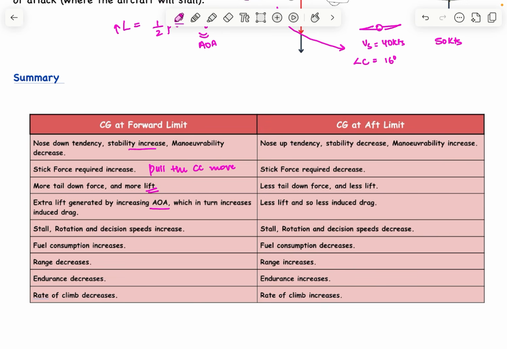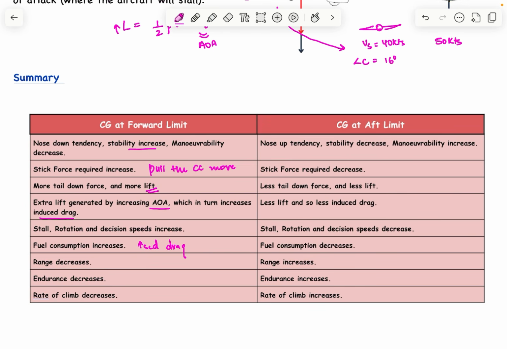And since lift increases, the induced drag automatically increases. Our stall, rotation and decision speed increases. Our fuel consumption increases because we have increased the drag. And thereby our range, endurance and rate of climb decrease.